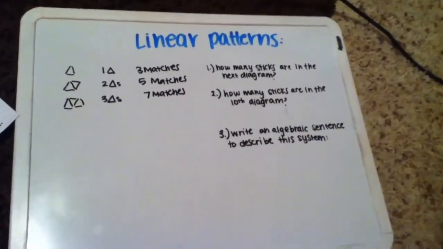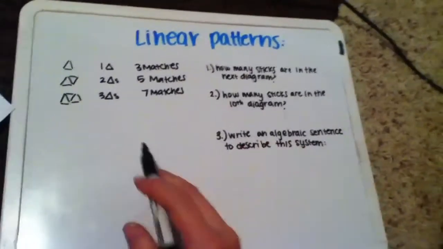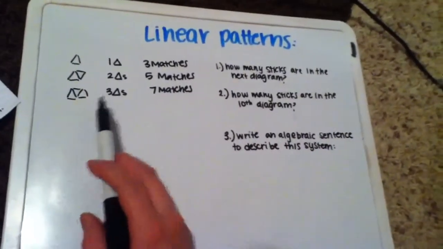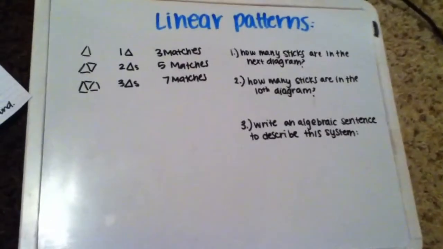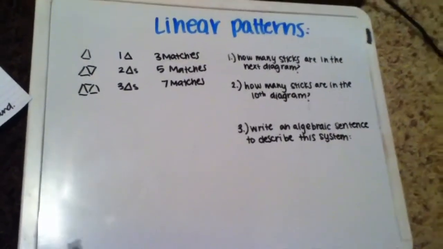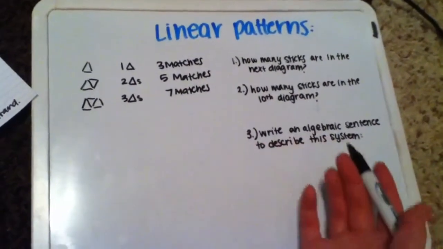So now that we've completed the diagram, I kind of rewrote the chart over here so you can see the number of triangles and the number of matches per set. And so now we have a few questions to answer. The first is, how many sticks are in the next diagram? So if we were to do this again, how many would we have?